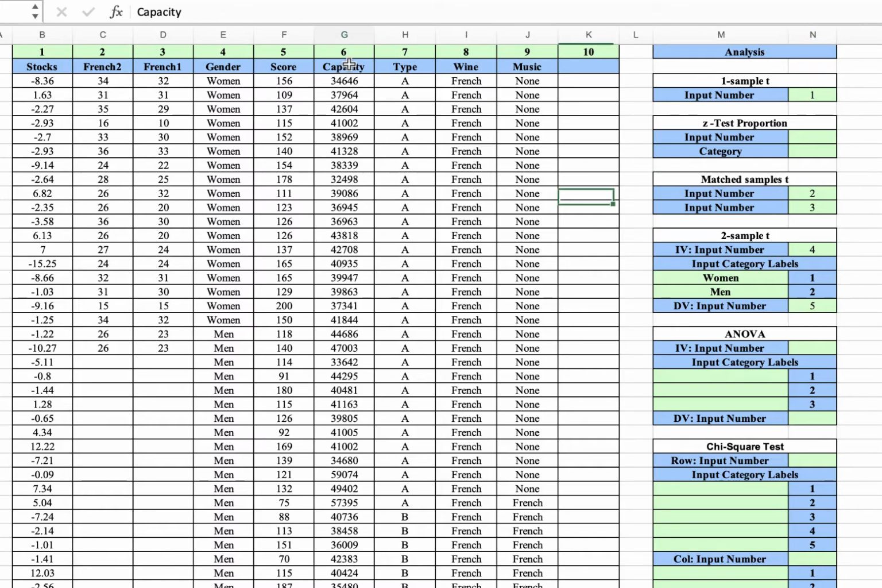So our capacity in pounds per hour is going to be our dependent variable. And then type A, B, and C will of course be our independent variable. So A, B, and C. And our capacity variable number 6. So this is going to be our ANOVA.